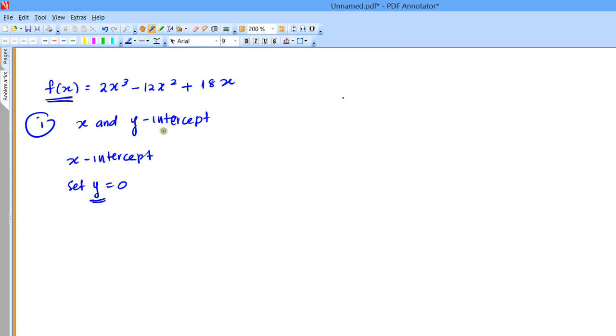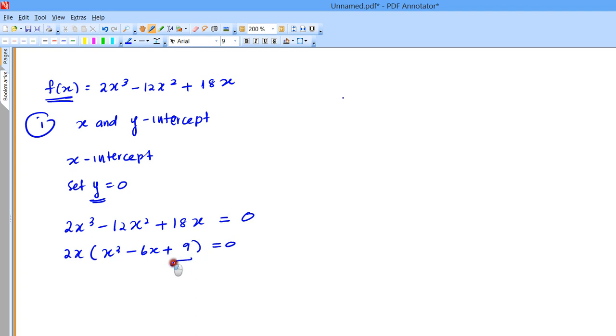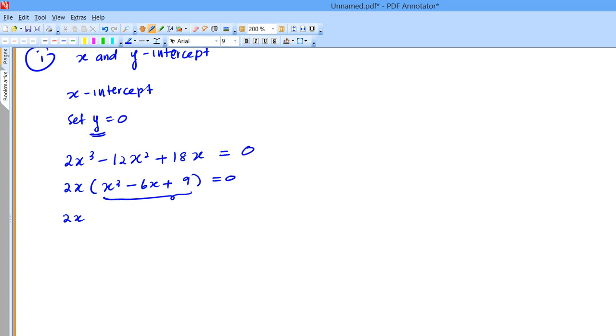Just set 2x cubed minus 12x squared plus 16x equal to 0. And then you need to factorize left hand side. So we can factor out 2x times (x squared minus 6x plus 9) equal to 0. And you can factor out this function. You get 2x times (x minus 3) times (x minus 3) equal to 0.